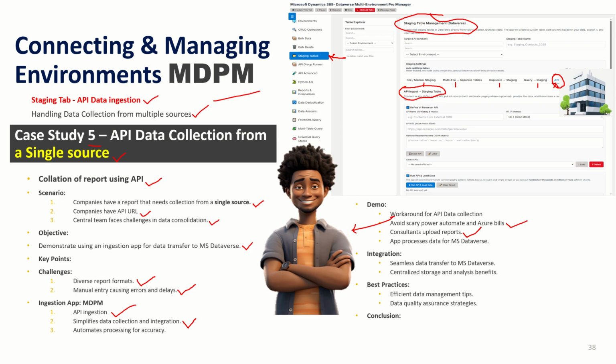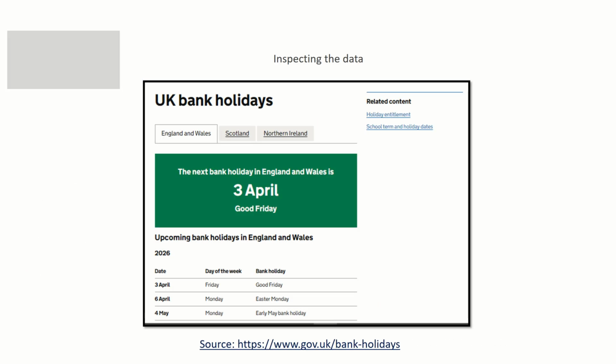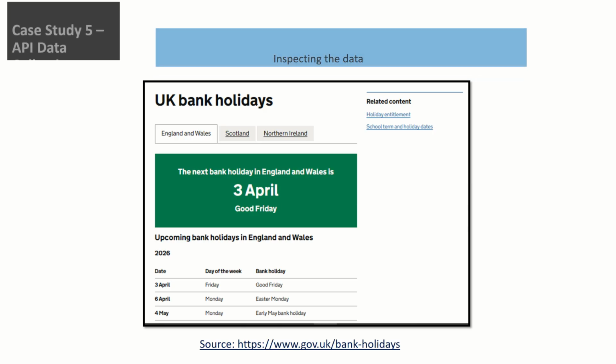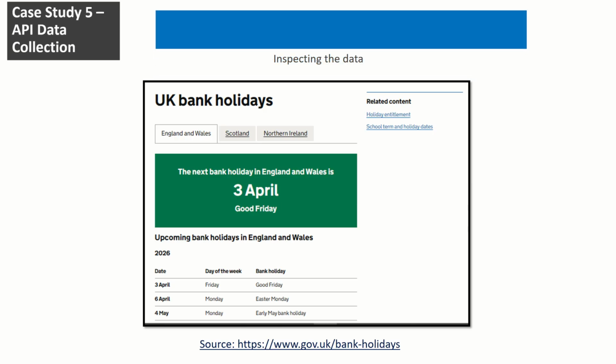This provides a good data quality assurance. Conclusion, we're going to provide a very streamlined data process for you. Now, let's inspect the data we're going to use today. As you see in front of us, we are still on case study 5, API data collection from a single source. Today, what we want to do is to ingest data from this website below here.